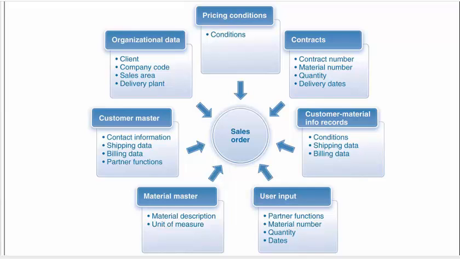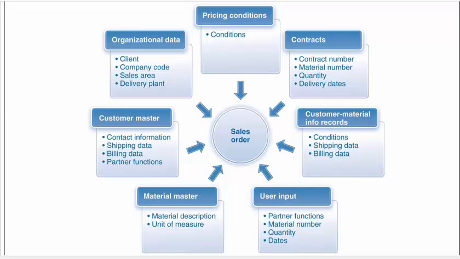We have customer information, as we said. We have contact information, shipping data, which is the shipping address, billing data, again, billing address, who's responsible for getting the billing. We have the material master. We have user input as to material number, the quantity, dates, when they want to get the material.